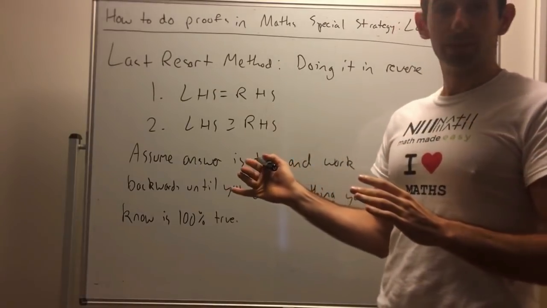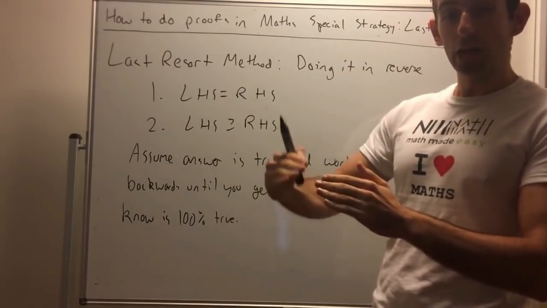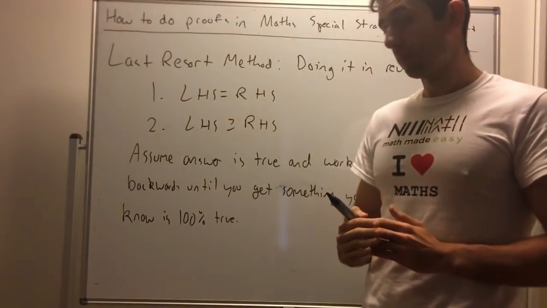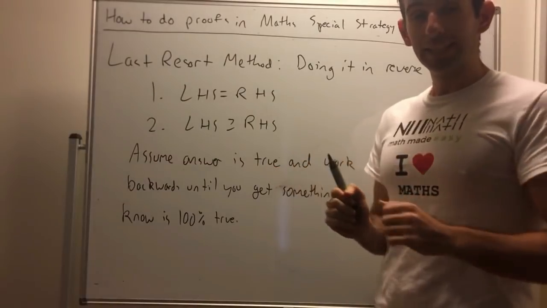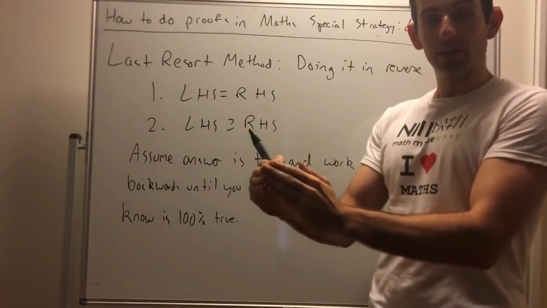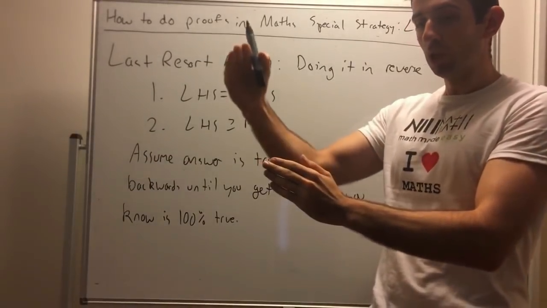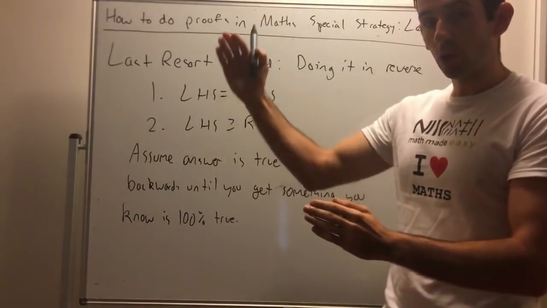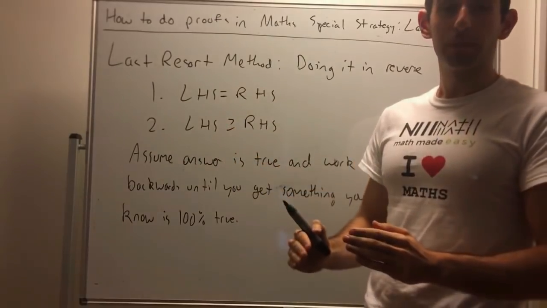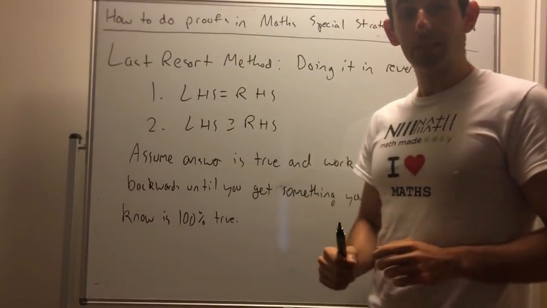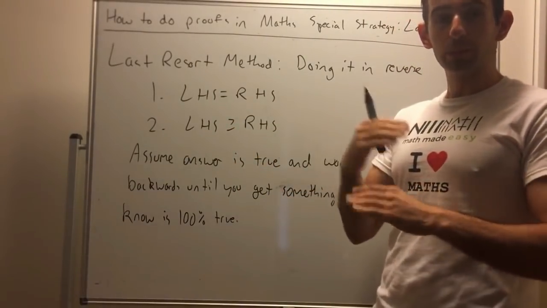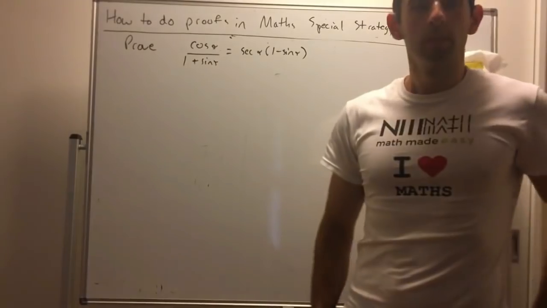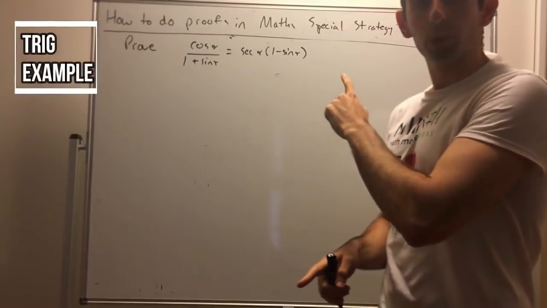And doing it in reverse shows you how you would do the question, or one way to do the question normally, right? So what we're going to do is use scrap paper to do it in reverse, and then in your exam, you're going to write it how you should do it properly. So let's look at two examples, one with an inequality, one with a trigonometry proof, of how to apply this last resort method. Okay, so let's look at this trig proof example.